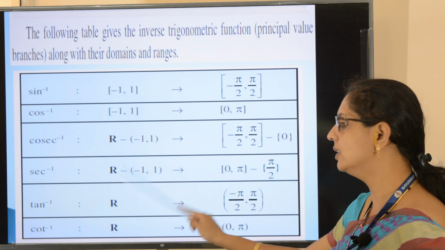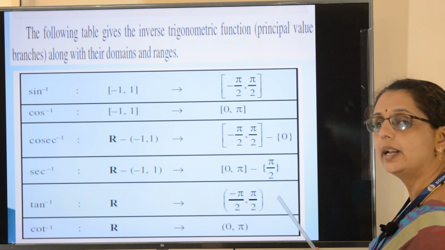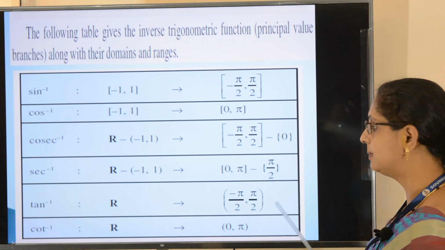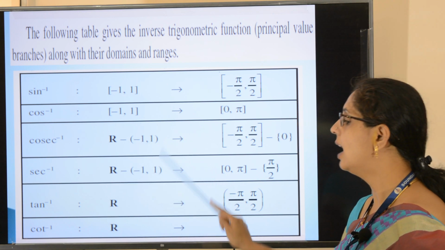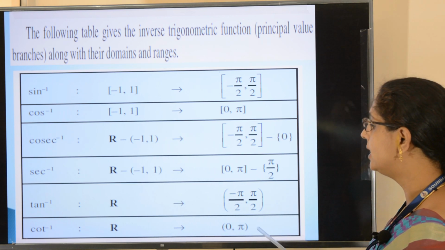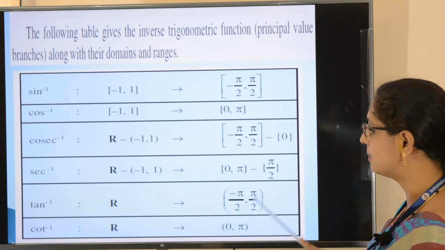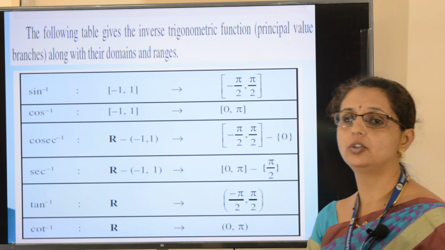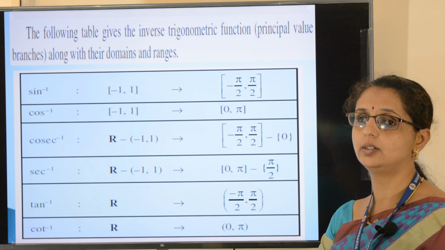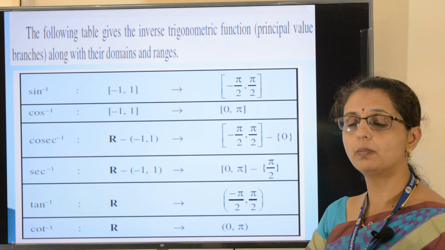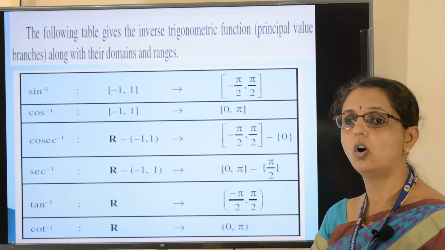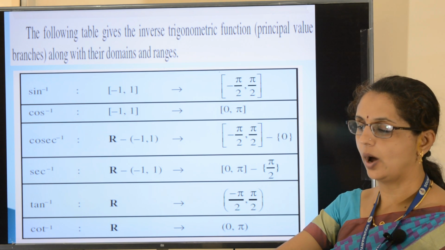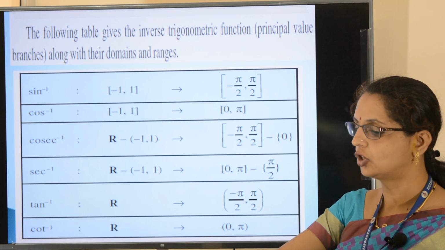What about tan inverse? Same, R to open interval, it is open interval, students, minus pi by 2 to +pi by 2. Cot inverse is R to open interval 0 to pi, reciprocal of tan inverse is our cot inverse. Students must really thoroughly memorize these tables, not only for the problems' sake, even for our 1 mark questions also.